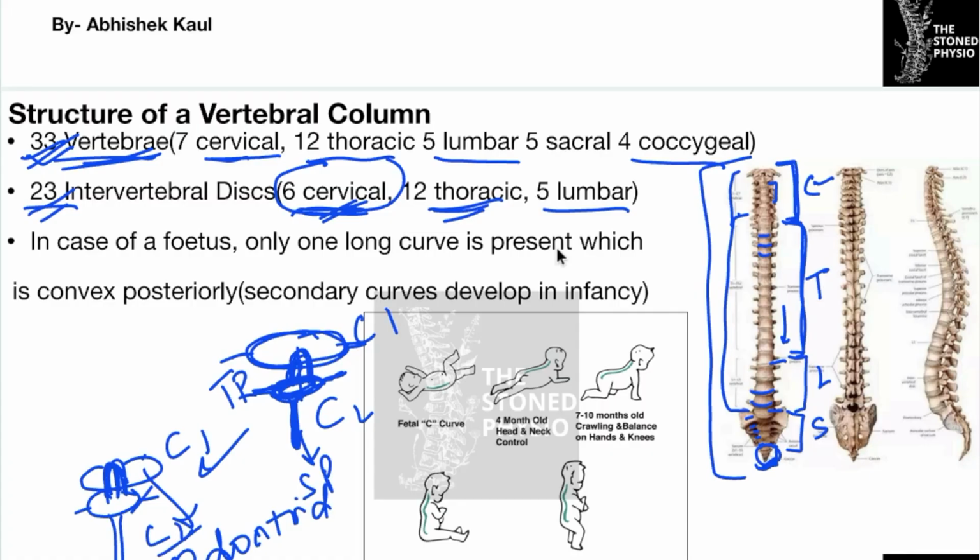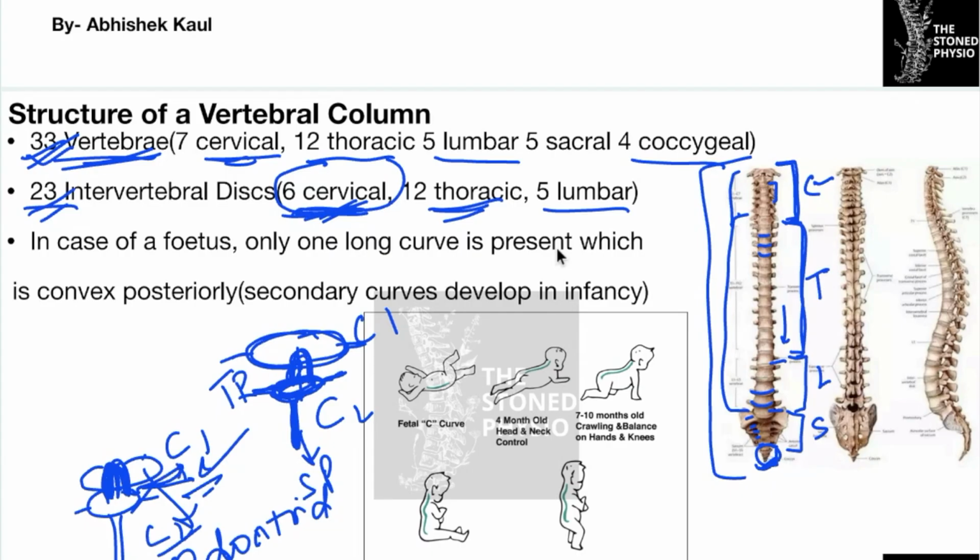Now, why did I talk about all these things? Because if you talk about C1 and C2, do you think there is any scope of having an intervertebral disc between them? No, because there is an odontoid process, which would have pierced the disc if there was one. So there is no scope of having an intervertebral disc between C1 and C2, and that suggests why we have only 6 cervical intervertebral discs and not 7, because one is missing between C1 and C2.